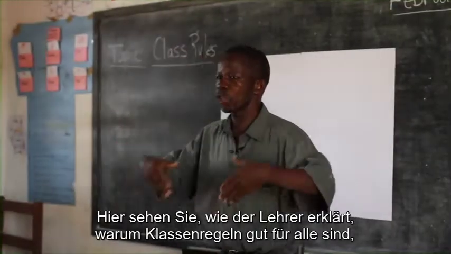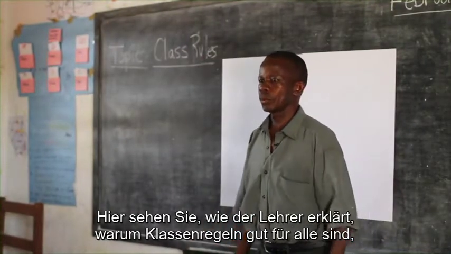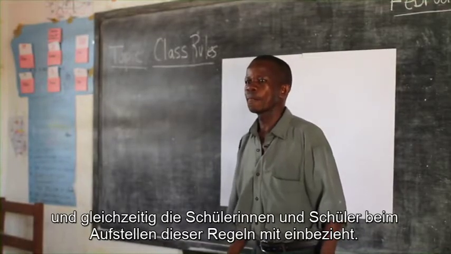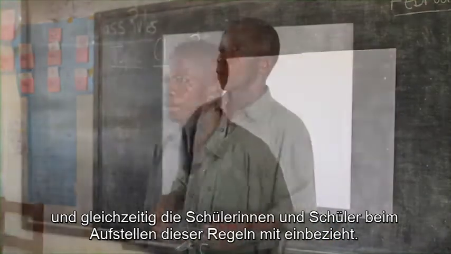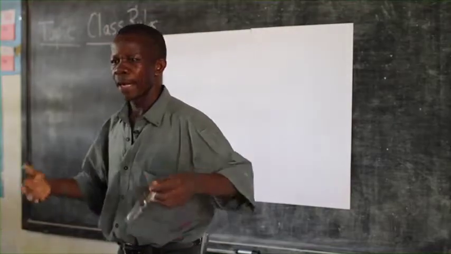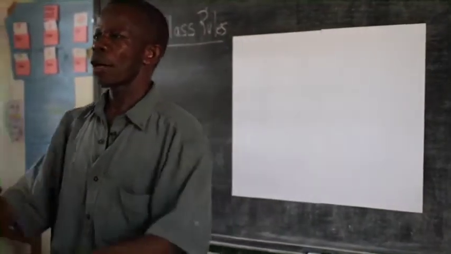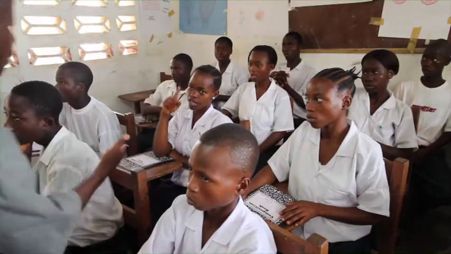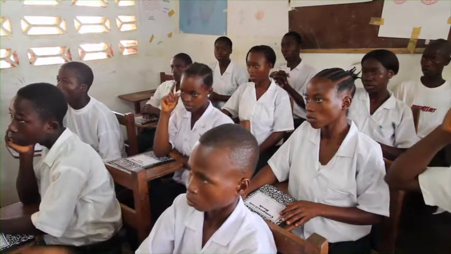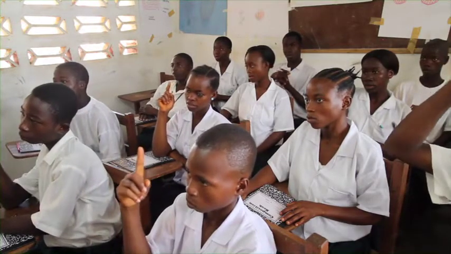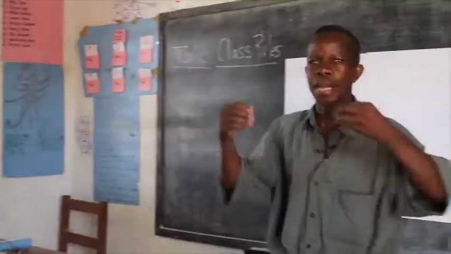Watch how the teacher explains why classroom rules are good for everyone while also involving the students in the rule creation. What do we mean by class rules? What are rules? Princess. Rules is the agreement that has been made by everyone. Civic. That helps the country.